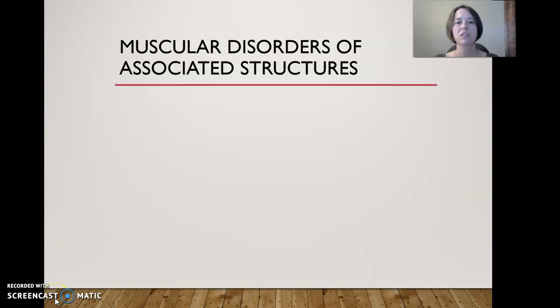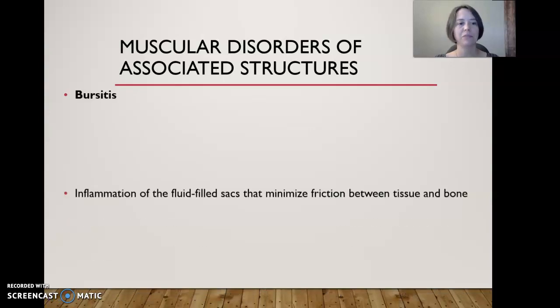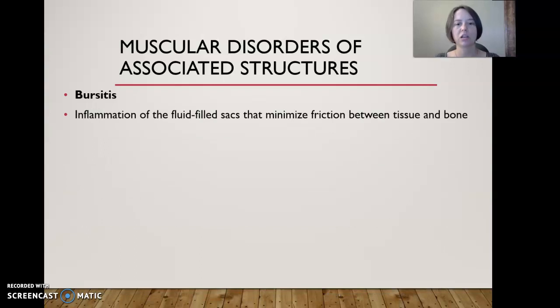Okay, let's talk about some muscular disorders that also involve another part, an associated structure. So bursitis, what would that mean? Well, it's inflammation of the bursa, which are those fluid-filled sacs that minimize friction between tissue and bone. So it's around joints, around muscles and bones. Painful with swelling and restricted motion at the joint is what happens. That joint swells and you don't have as much movement at that joint as you had before.